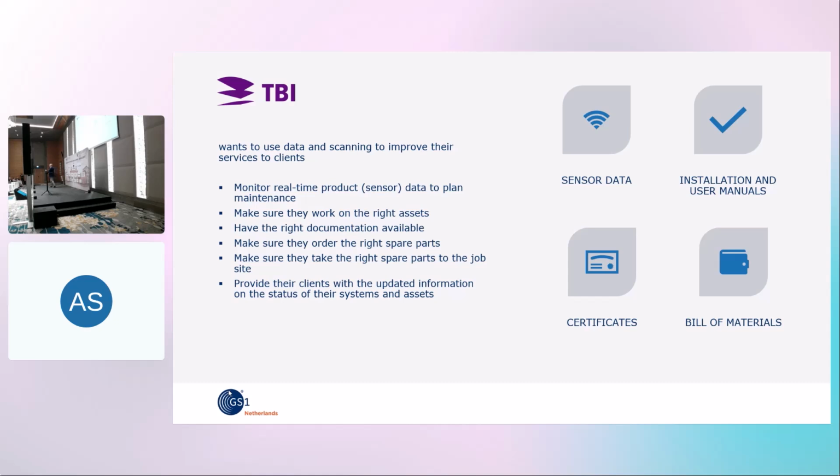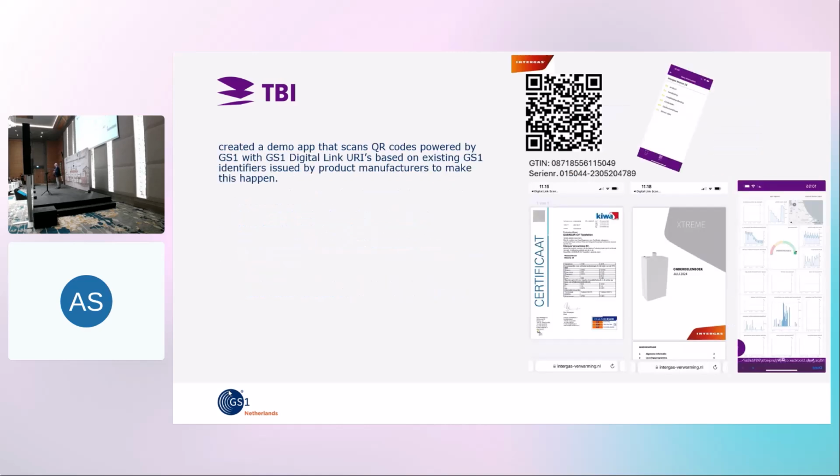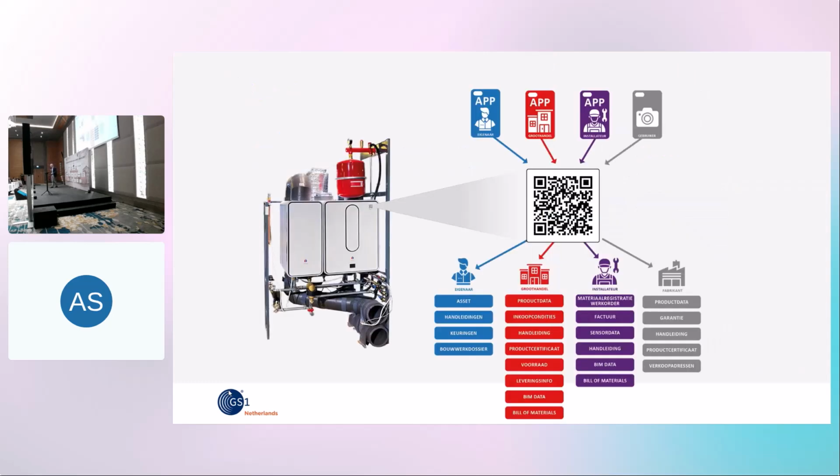And when they have ordered them and they got delivered, they can still scan them to see that the right spare parts are in the right service vehicle, so they can do the right job. So no, oh, sorry, I forgot something, or sorry, I have the wrong parts with me, and go back. Also, they created an app, and this app gives them access to the sensor data, the manuals, and the certificates.